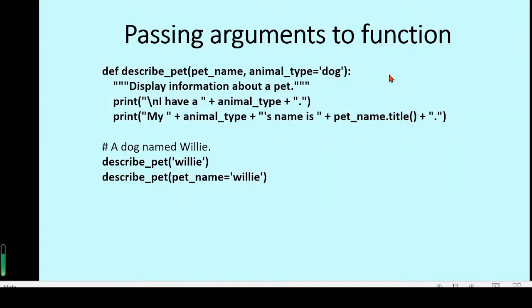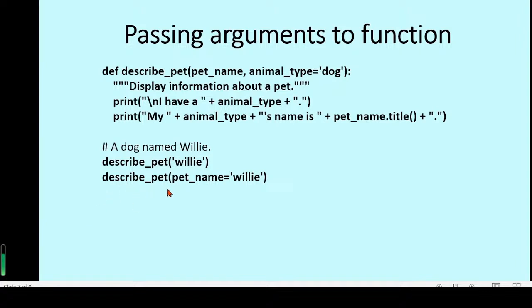We can define this function with pet name, but animal type we set a default value as dog. So when you call this function, if it is a dog, you can just input the name of this pet. You need not input a dog, but in the function definition the parameter with the default value has to be put after the parameter without a default value. Because the default value for animal type is dog, we have to put this parameter at the end in the function definition.